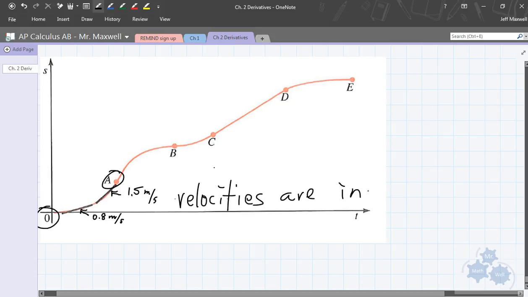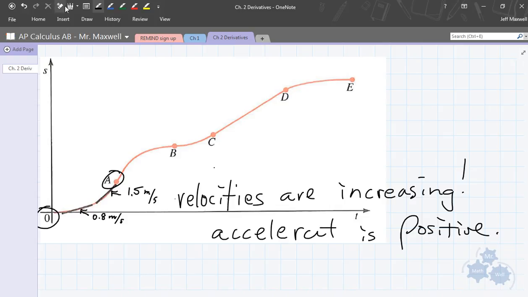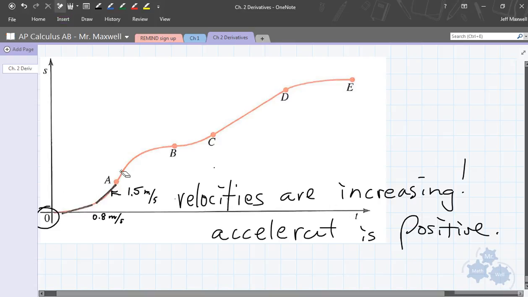So what does that mean about the acceleration? Acceleration is positive, yes. Okay, acceleration is positive. Now, did everyone get that? Okay, they're getting bigger over time. Now, what about from A to B?